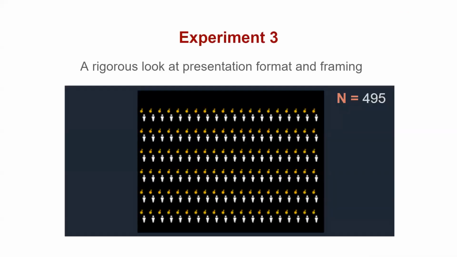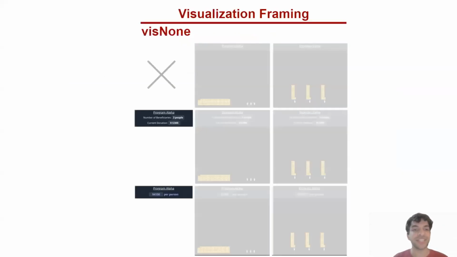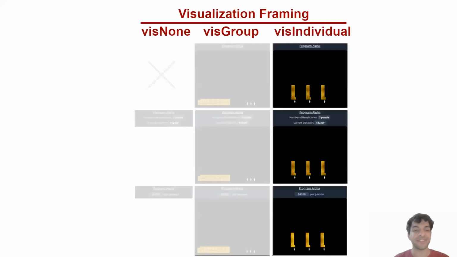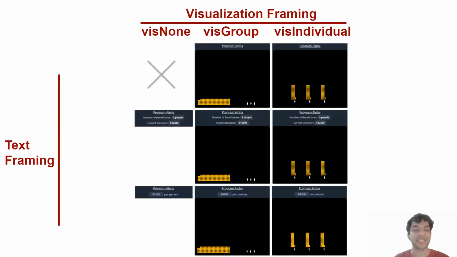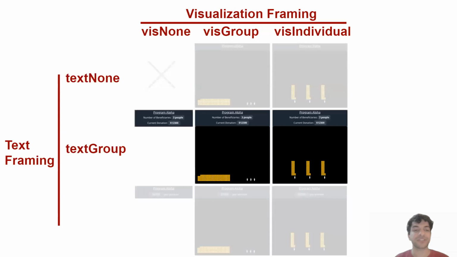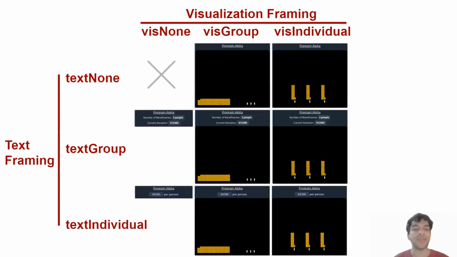To investigate framing further, in experiment 3, we took a more systematic look at the presentation format and framing with 495 participants. We have 8 conditions defined by visualization framing, that is no visualization, group framing, and individual framing. And same for text. Text can be absent, frame per group, or frame per individual. We assigned participants randomly to one of these conditions.